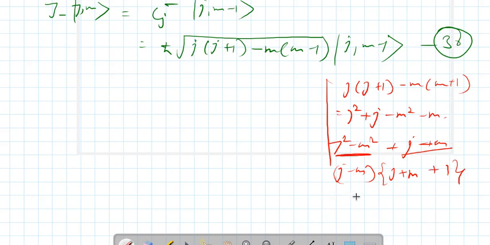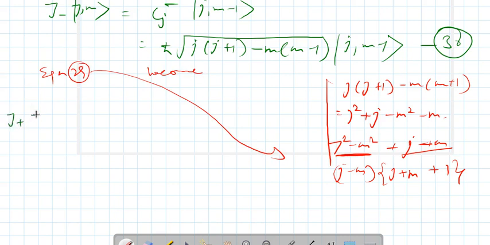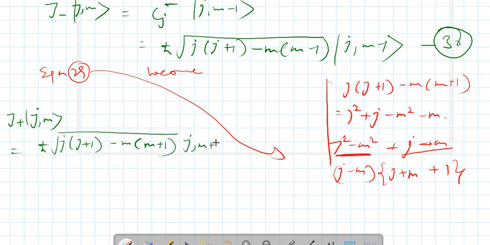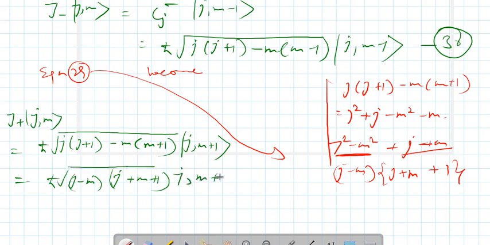So if I use this in equation number 29, then equation 29 will become that J plus |j m> can be written as h cross j into j plus 1 minus m into m plus 1 under the root into |j, m plus 1>, which is further equal to h cross j minus m and j plus m plus 1 whole under the root into |j, m plus 1>. And let me call it equation number 31.